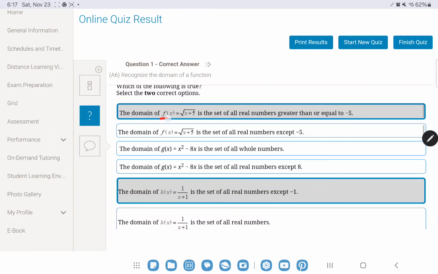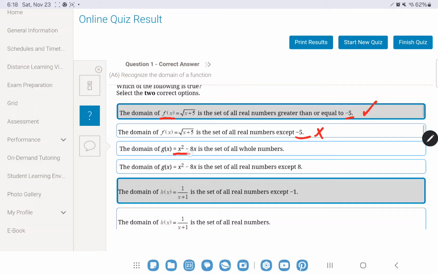The domain of f of x equals radical x plus 5 is the set of all real numbers greater than or equal to negative 5. We know that you cannot have a negative number under the radical sign, but we can have a 0. So we need to find what number gives us 0, which here is negative 5, and it's all the numbers greater than it. That's it whenever you see a radical. So this one is definitely correct. Except negative 5? No. Because if it's except negative 5, it means you can't have 0, but you can have negative numbers. So this is wrong.